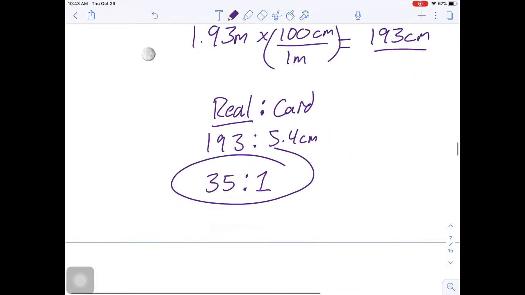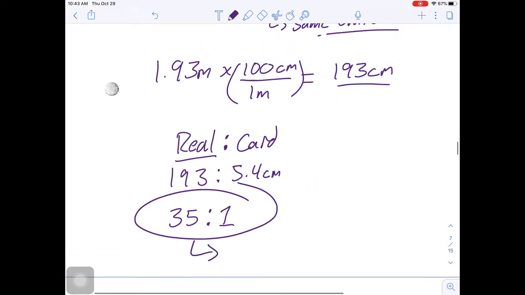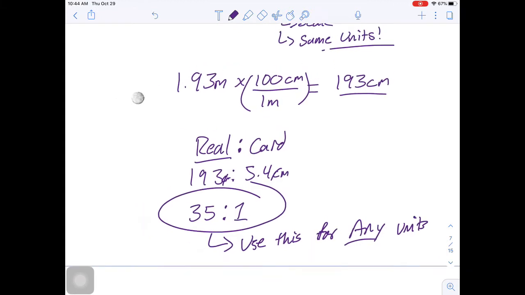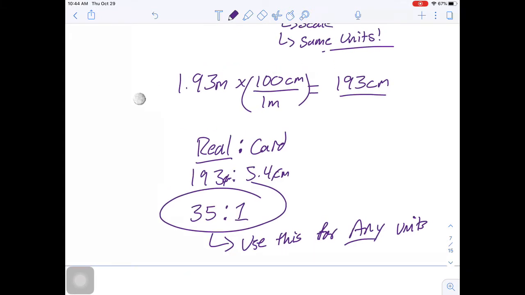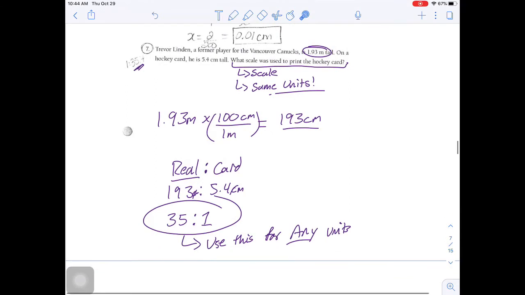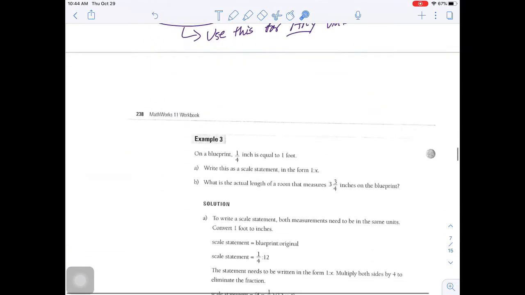So now, the reason you want to set it up where you have the same units, we can use this for any units, okay? Because the units cancel out. We have centimeters here and centimeters here. So if we had something in real life that had 10, let's say, kilometers, you could figure out how many kilometers are for the card, which doesn't really make sense because that would be a humongous card, okay? But your units have to be the same. Okay, so that's the scale.